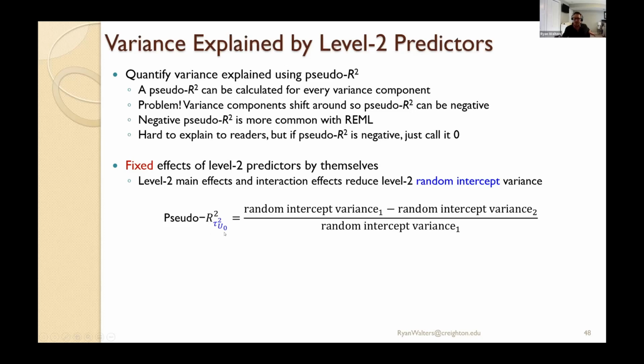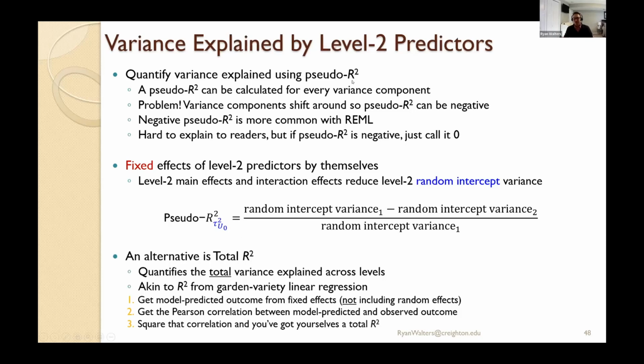Because now we can have a pseudo R-square for the residual variance at level 1 and random intercept variance at level 2, we have to tell our readers which pseudo R-square we're actually specifying. The calculation for residual variance is going to be exactly the same. Notationally, though, you have to tell your readers which pseudo R-square we're speaking to.